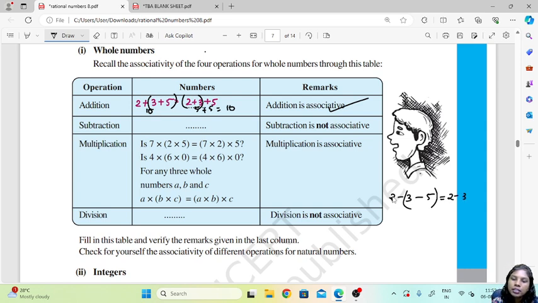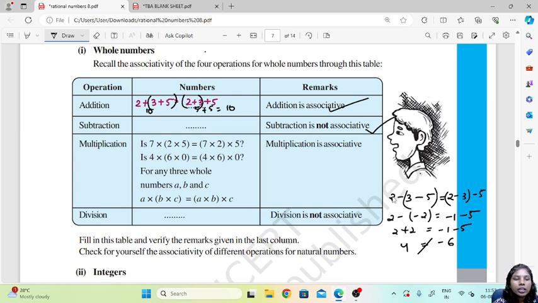2 minus 3 minus 5. Okay. So 2 minus, this would be minus 2 equal to minus 1, and this is minus 5. So this will become plus 2 plus 2, and this will remain as it is. This will become 4, and here we'll get minus 1 minus 1 minus 5 minus 1 will become 6 and minus 6. Therefore it is not equal. Therefore subtraction is not associative.